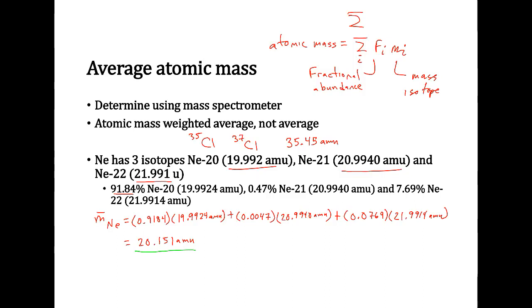So this concludes our first discussion on looking at some of the subatomic particles. Next time we'll start to look at chemical formulas, and then we'll start to look at why things are arranged on the periodic table the way they are and some different notations that we'll use.